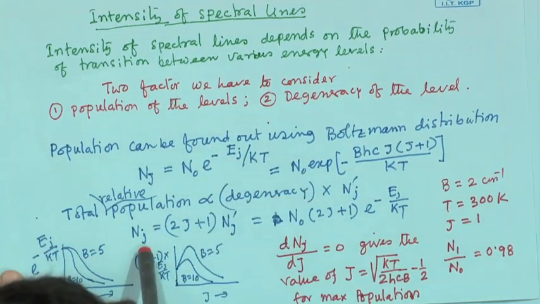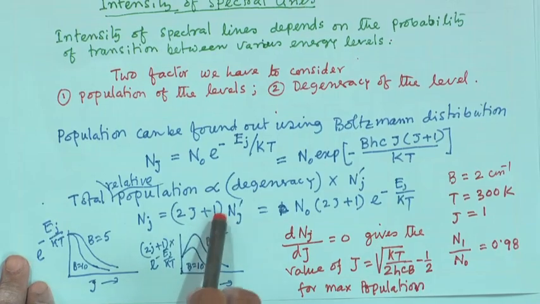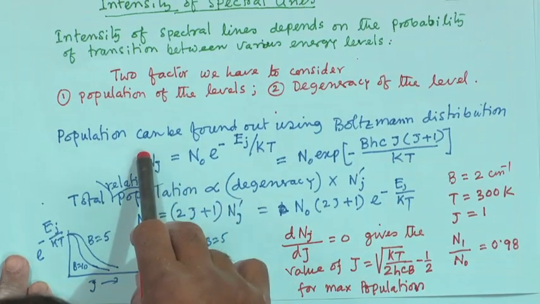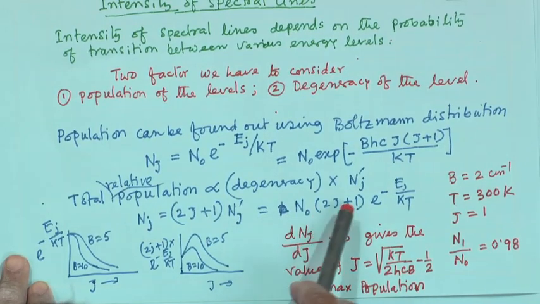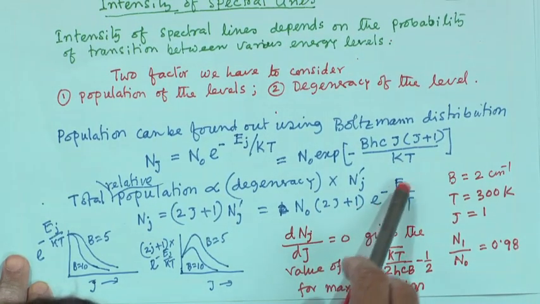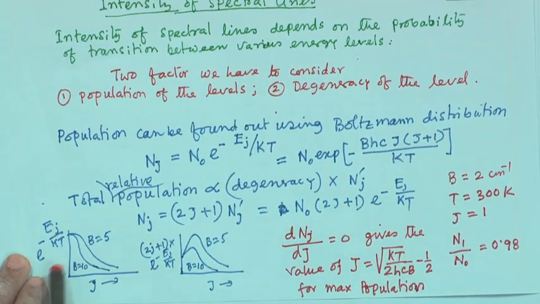So finally we are writing Nj. Nj equals N0 times (2j plus 1) times the Boltzmann factor, e to the minus Ej by kT. So that's what I have shown. If I plot this, the Boltzmann factor varies like this with the j value.